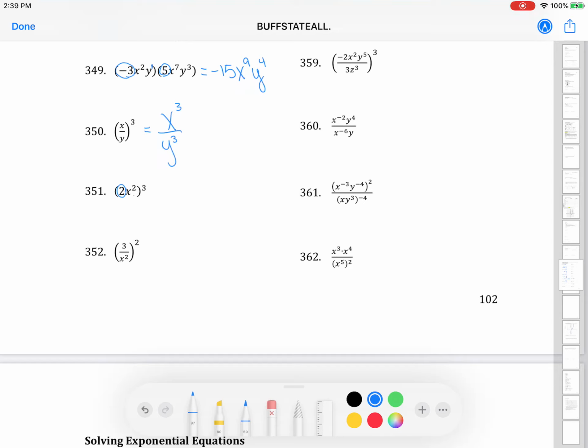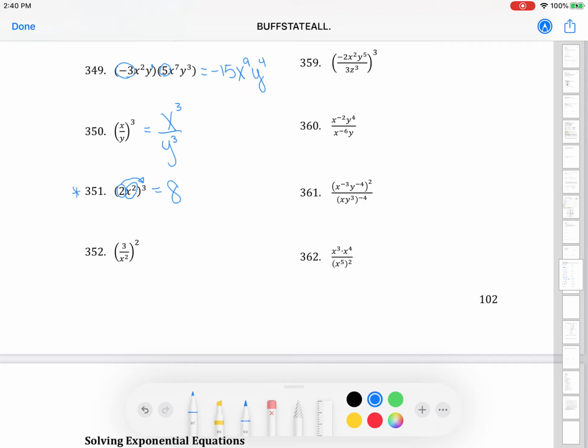2x squared is all inside of the parentheses. So the 2 is being raised to the 3rd power and the x squared is being raised to the 3rd power. Honestly, I think this is the toughest example on this page. And as you can see, those last few examples get pretty tough. So the 2 is being raised to the 3rd power. Think to yourself, what is 2 to the 3rd power? 2 times 2 times 2 is 8.